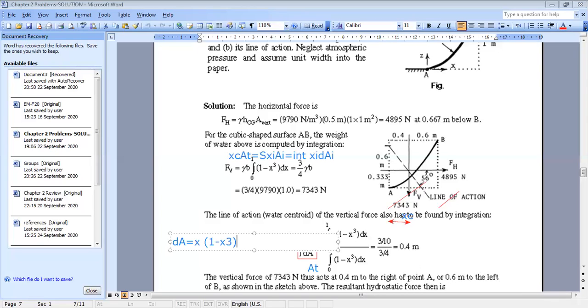The area of the elementary rectangle is dx times 1 minus x cubed. So here, when you want to replace, we said we should do integral x dA. This is x, and what is dA? dA is 1 minus x cubed dx. So this term is dA. Okay? This is dA.